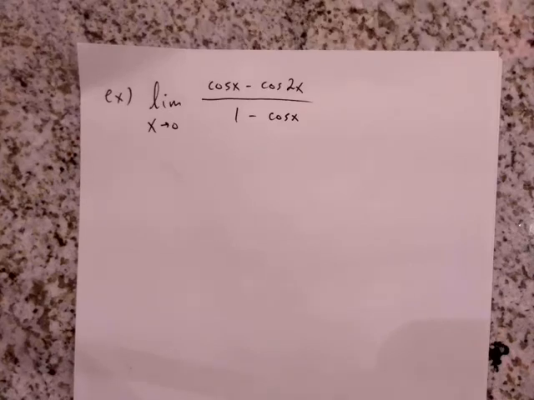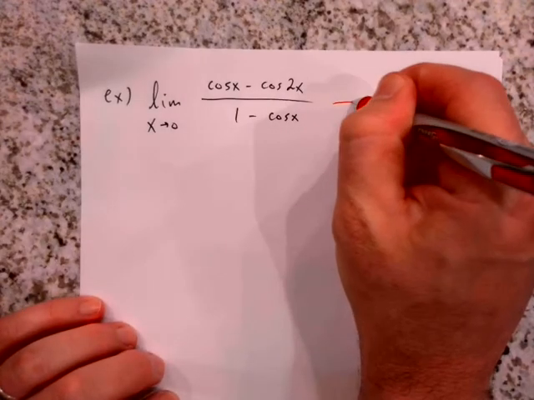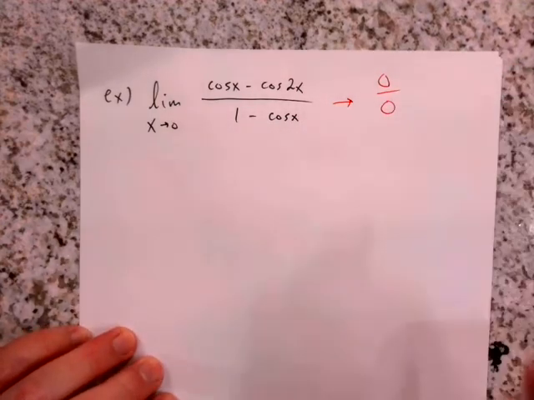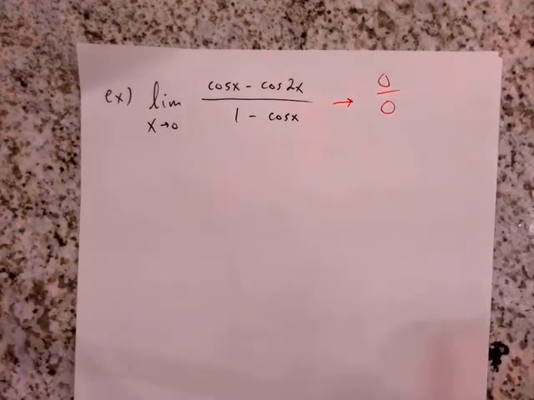Let's try a couple examples. So first, the limit as x approaches 0 of cosine x minus cosine 2x all over 1 minus cosine x. Now when you plug in 0 into this expression, it gives you 1 minus 1 over 1 minus 1, 0 over 0. This means we are allowed to use L'Hopital's rule.